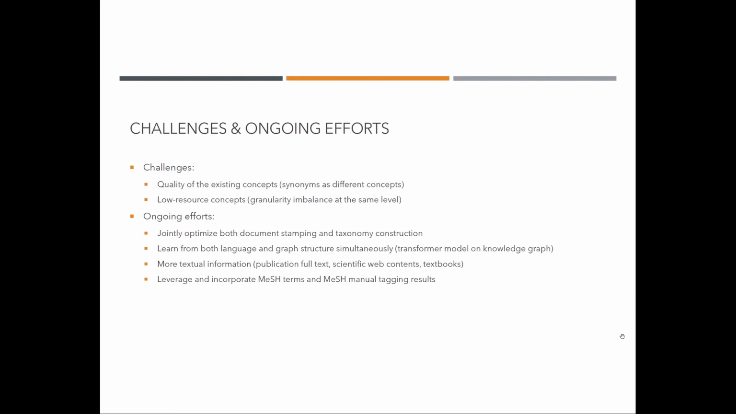The ongoing effort is that we really wish to combine the language and the graph features together to learn simultaneously, to see if it can give a better result. At the same time, we want to see if we can jointly optimize both embedding and taxonomy construction to generate a better result or overcome some current limitations. The remaining work is mostly engineering effort. We wish to have more text information for our training, and also some other external high-quality terms or resources, and see how we can best leverage those in our system.